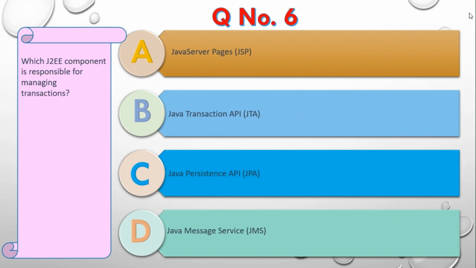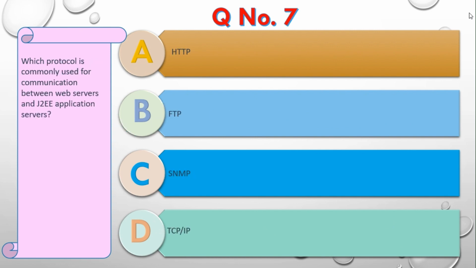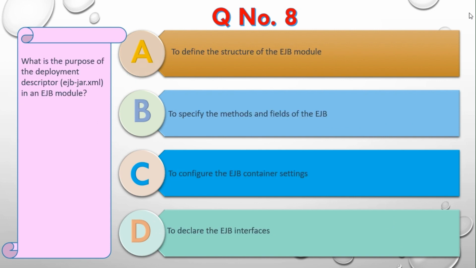Which J2EE component is responsible for managing transactions? Java Transaction API, JTA. Which protocol is commonly used for communication between web servers and J2EE application servers? HTTP. What is the purpose of deployment descriptor in an EJB module? To configure the EJB container settings.